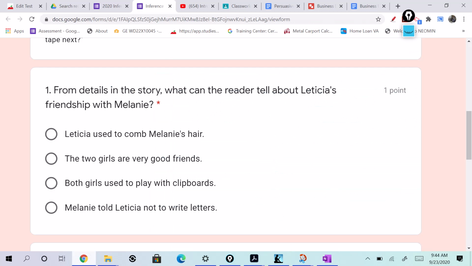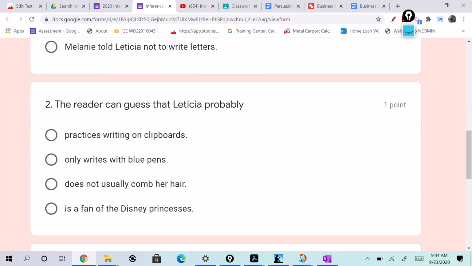What's it say? It says look up here. It says the reader can guess that Letitia probably practices writing on clipboards, only writes with blue pens, does not usually comb her hair, is a fan of Disney princesses. I don't know, because it doesn't say that. But we can make an inference, and then you write down what you think.